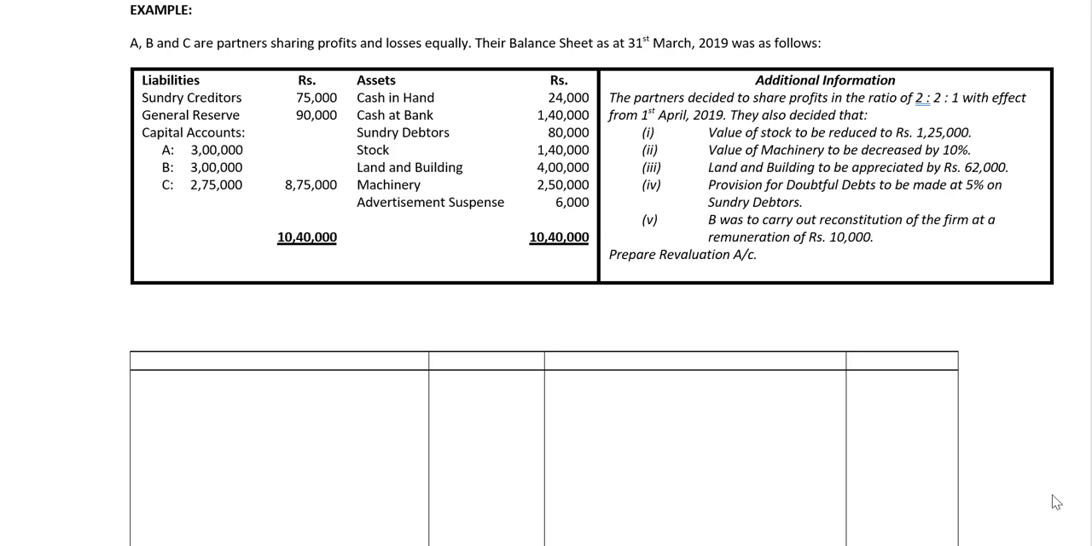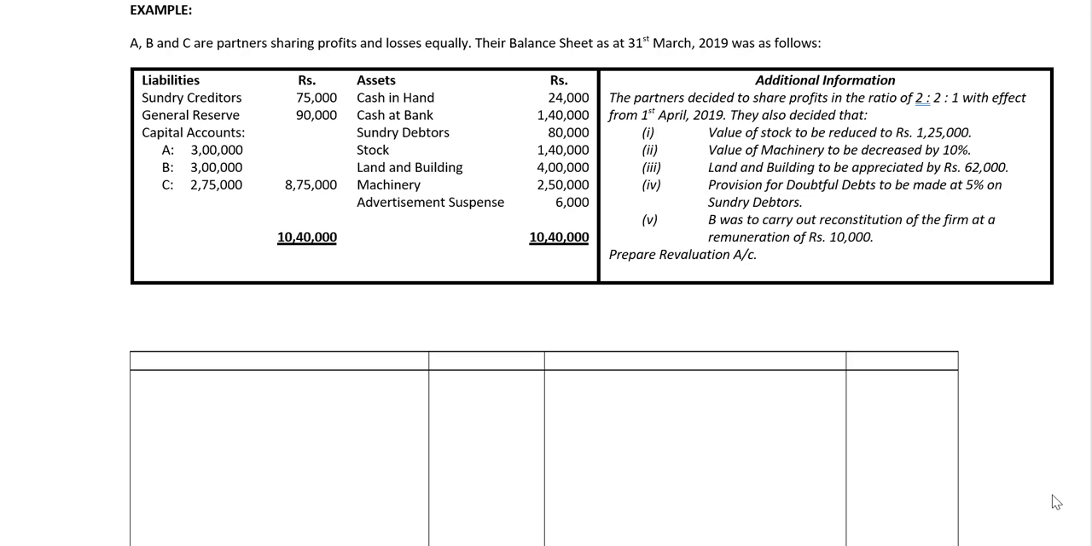On the left side of the screen, we have the balance sheet which is given a list of liabilities and the assets. And on the right side, we have additional information which is given. It says that the partners decided to share profits in the ratio of 2:2:1 with effect from 1st April 2019.